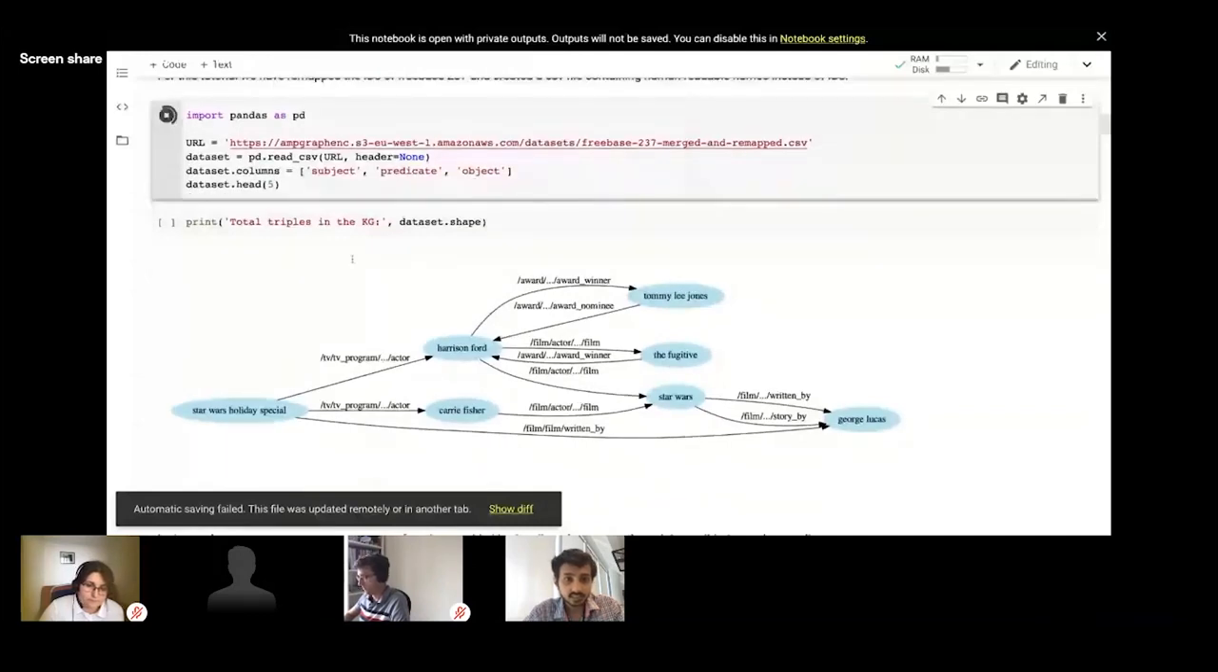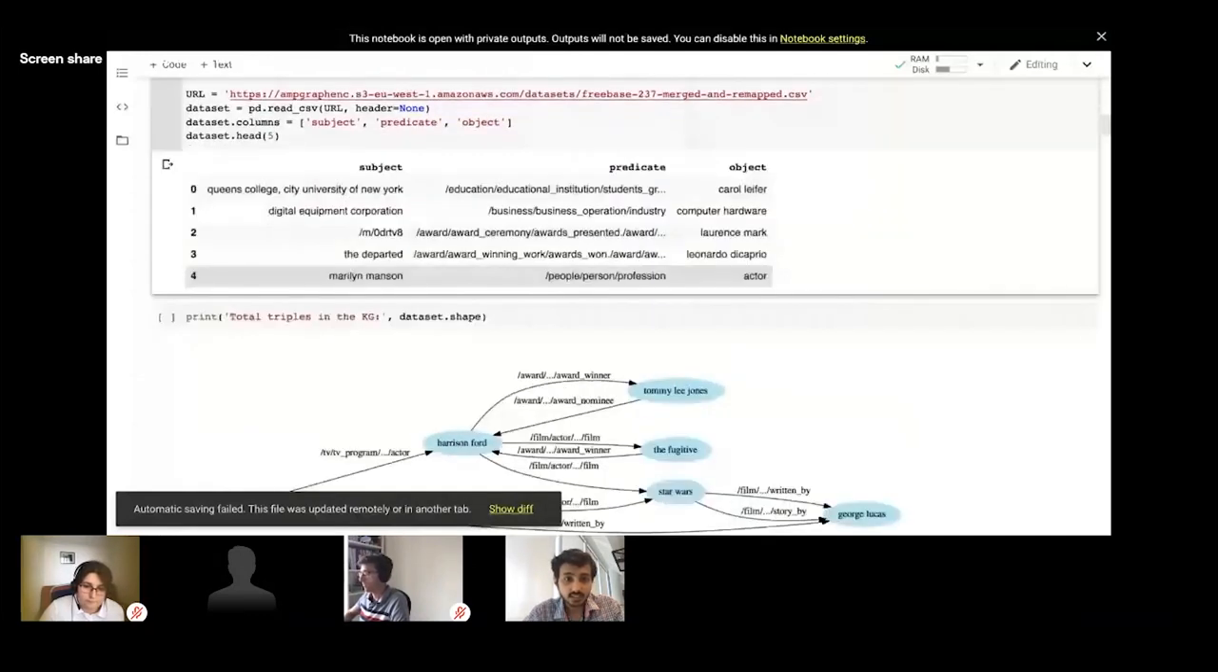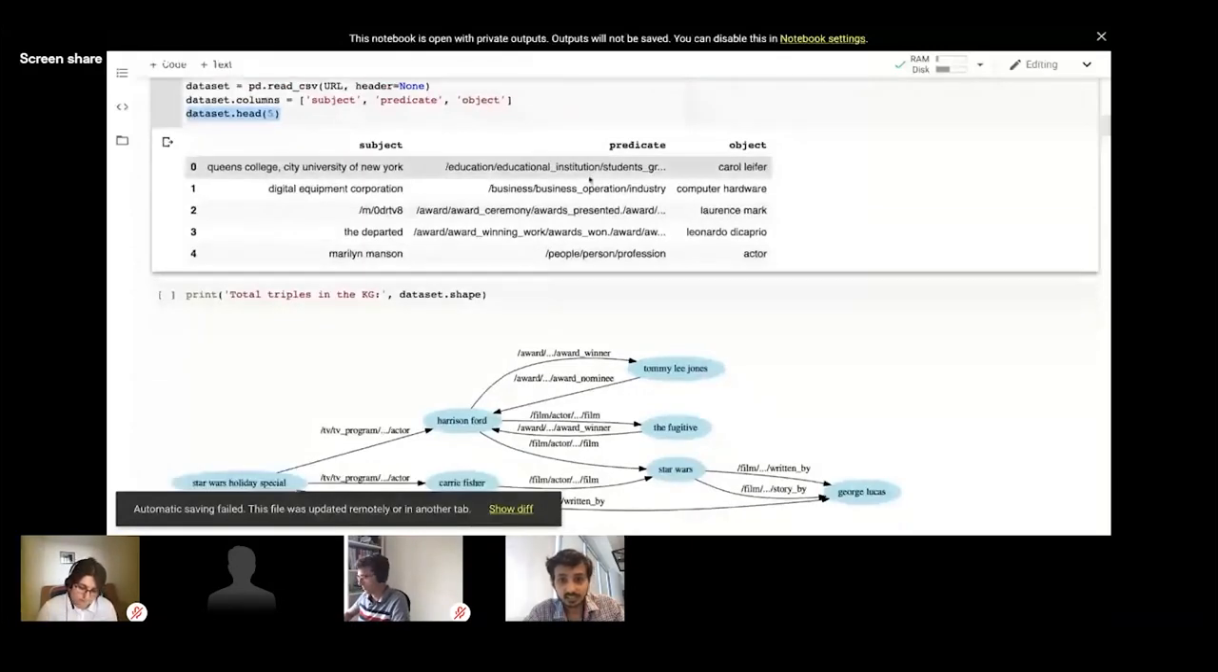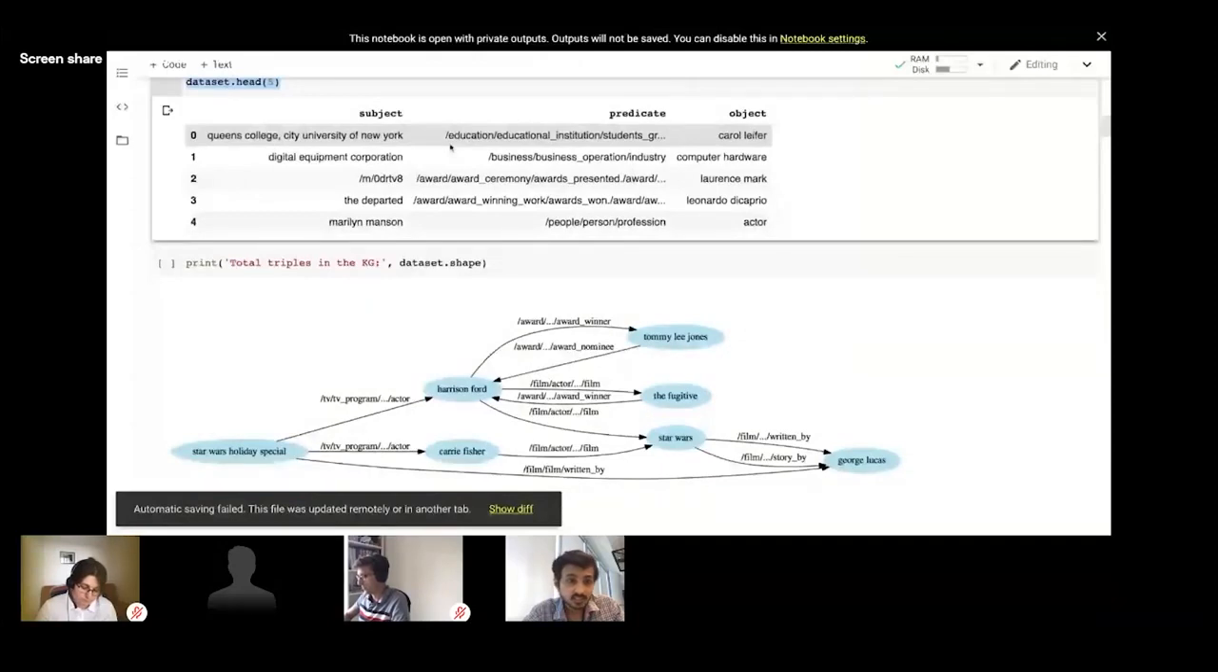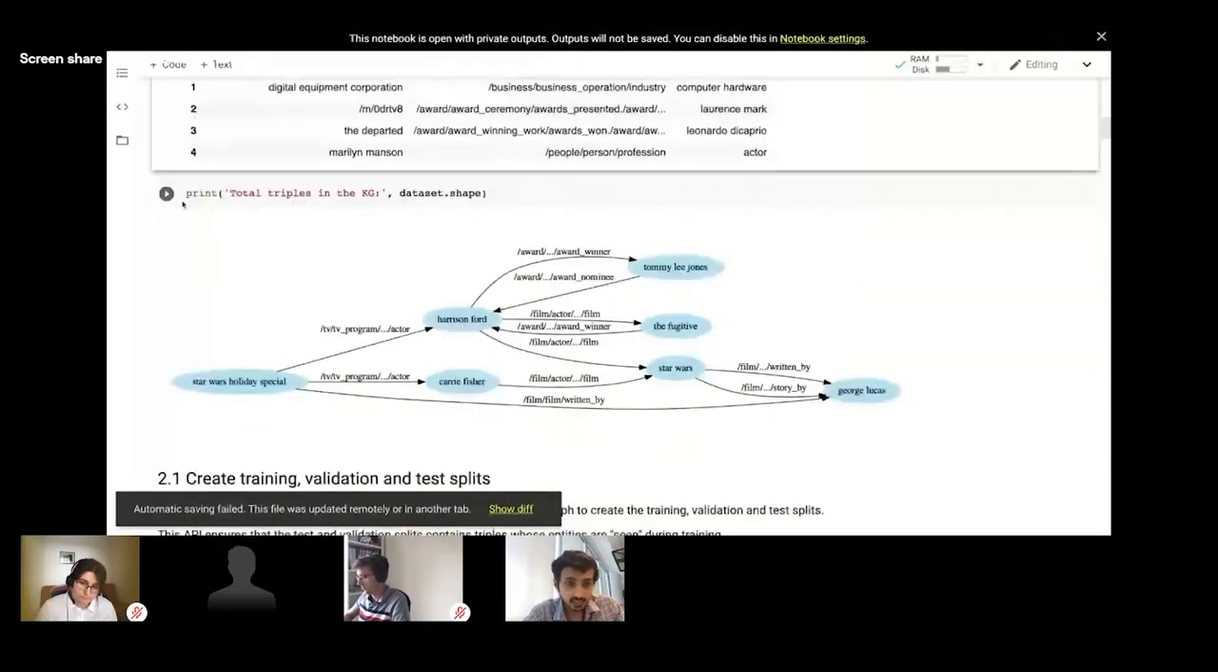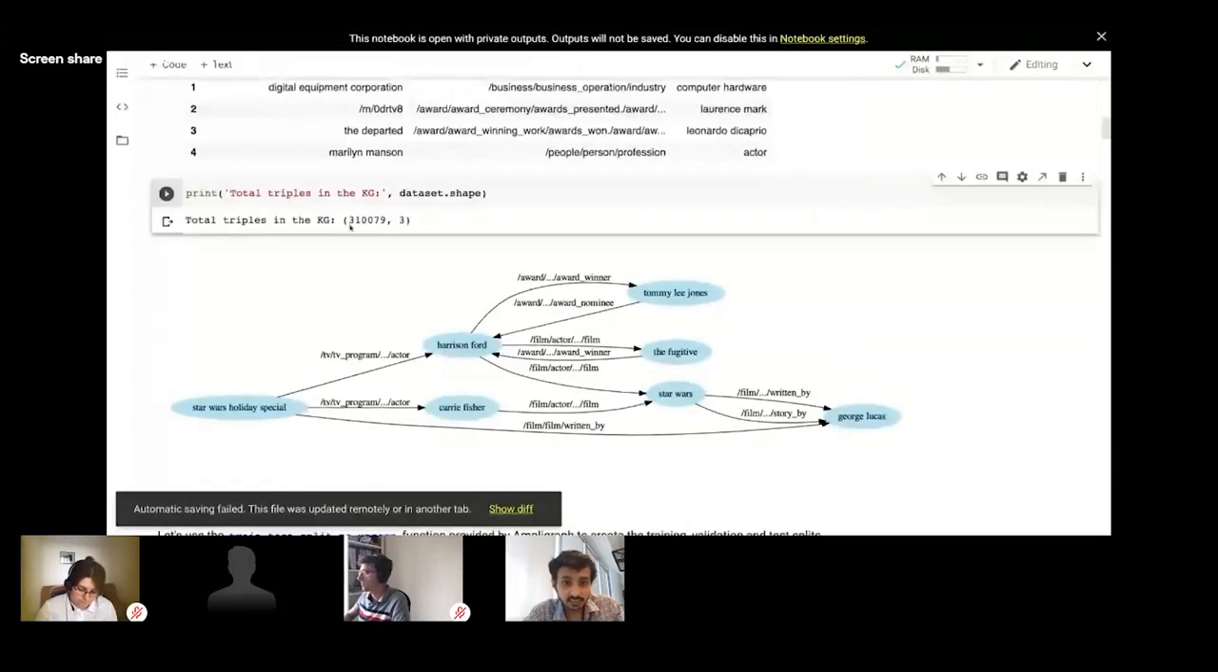As you see here, in this dataset you have triples made of subject, predicate, and object. I'm just showing you the first five triples. You can see Queen's College, an educational institution where Carol Leifer studied. So you have triples like this. In general, if I run this, I'll know how many triples there are in our dataset, and you see here we have close to 300,000 triples.